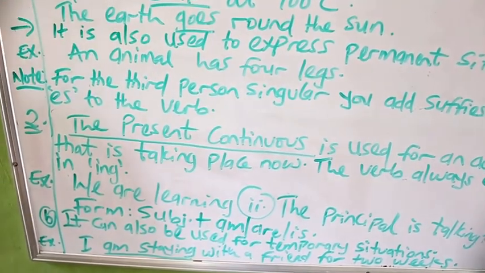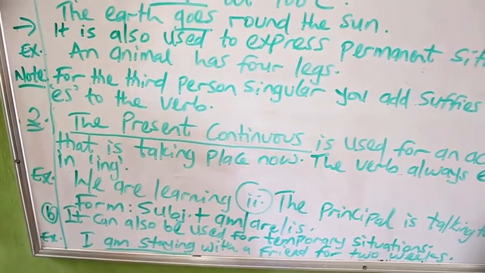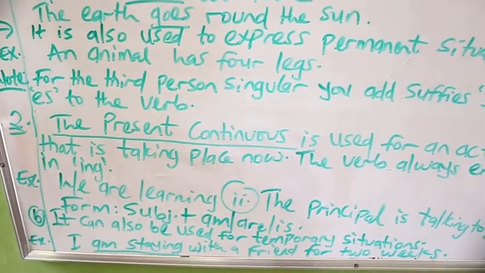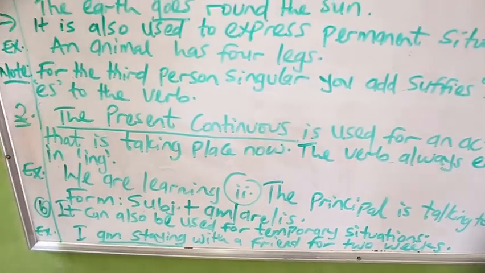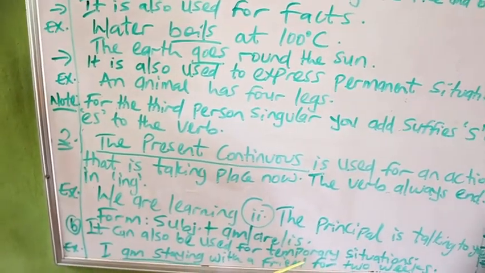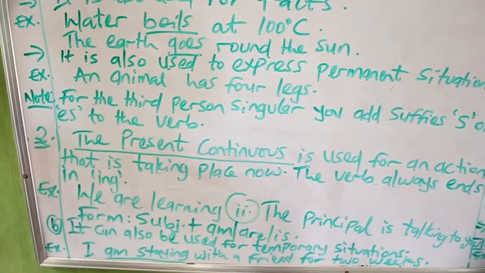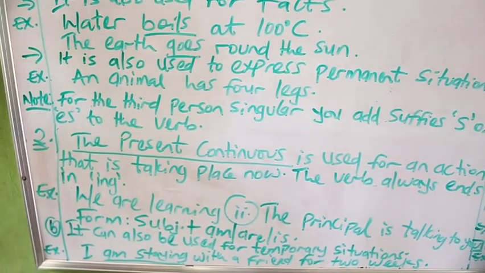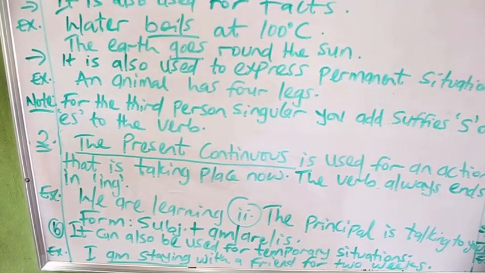Then another aspect of the present continuous, it can also be used for temporary situations. The situation that is just temporary for a while. The situation that is not permanent. We have the example, I am staying with a friend for 2 weeks. I'm staying with my friend for only 2 weeks. The time frame is there. It will not exceed those 2 weeks.